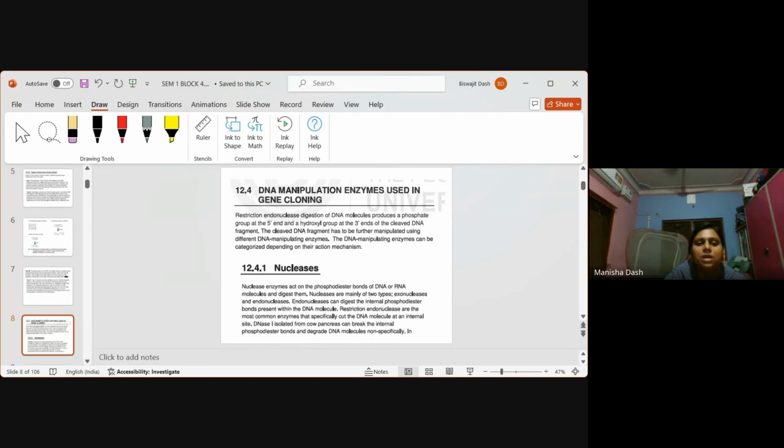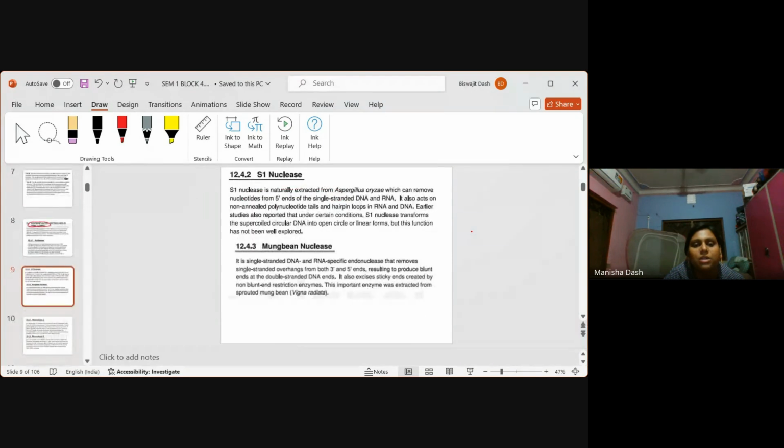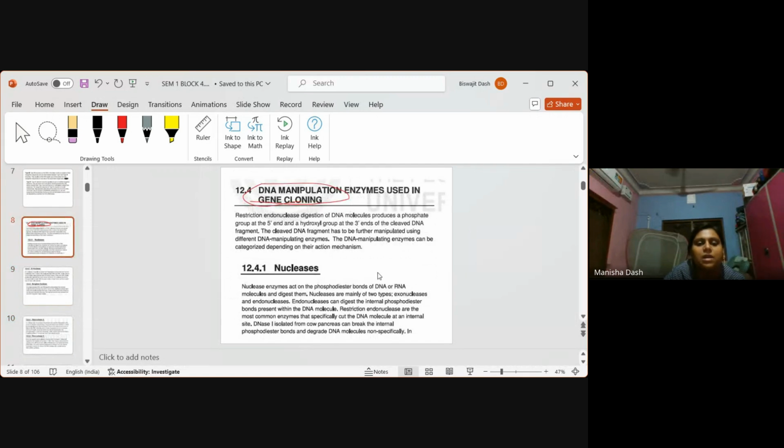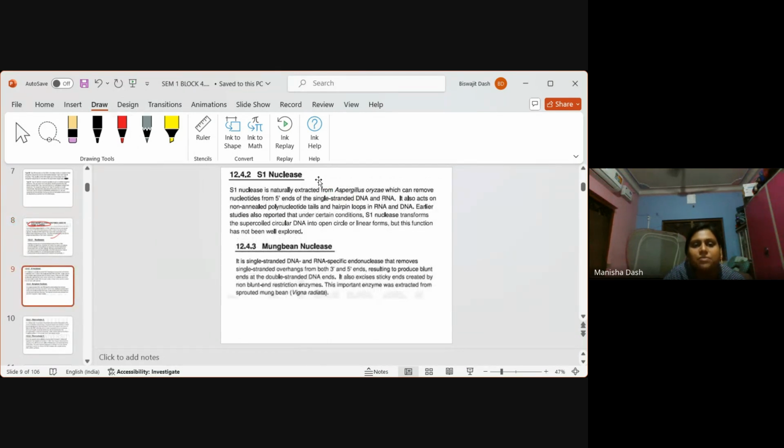Then coming to the other manipulative enzymes that are essential in gene cloning. One tool we came to know is the restriction endonucleases. Then there are other enzymes, as you can observe here. These are the other enzymes like the nucleases. Already I have told you regarding the exo and the endonuclease. Then there is S1 nuclease. Actually, they have been named depending upon which molecule they will be acting on.